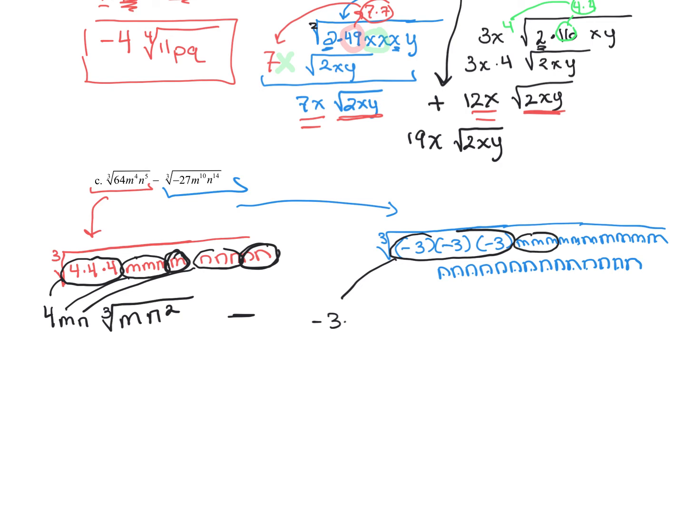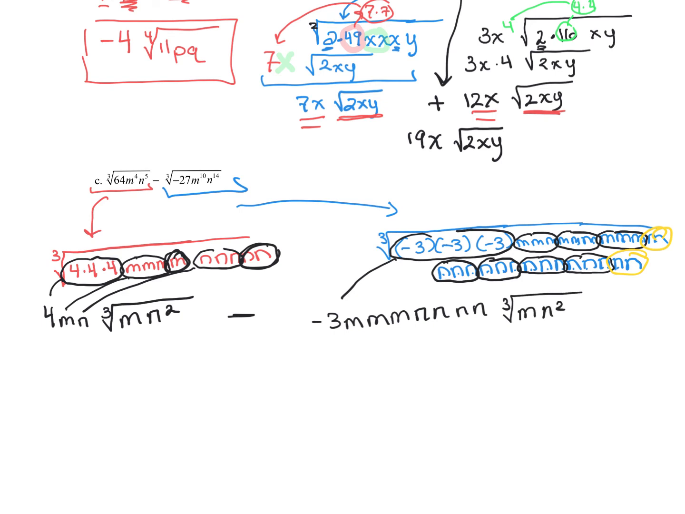One group of m's, 1 m. Another group of m's, another m. Another group of m's, another m. And I'm left with this 1 m on the inside. One group of n's, another group of n's, another group of n's, another group of n's, and then we're left with 2 of these in here. So I'm left with the cubed root of m, and then n times n is n squared. So let's write this one more time. 4mn cubed root of mn squared.